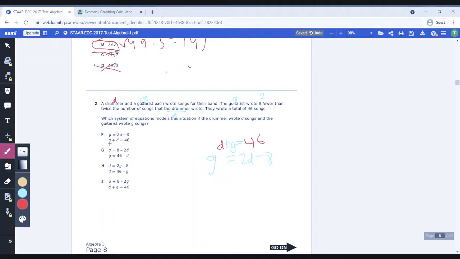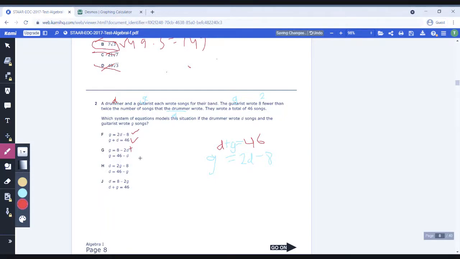So let's look at F. G plus D equals 46. Okay, we have that one. Check mark. G equals 2D minus 8. Oh, okay, we also have that one. So now let's look at the other ones just to make sure. G equals 8 minus 2D. Well, that isn't correct in this situation, so no.